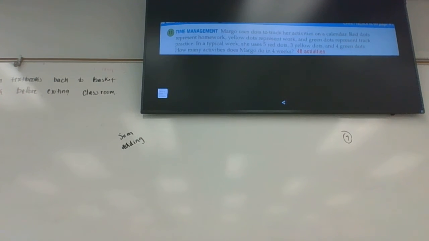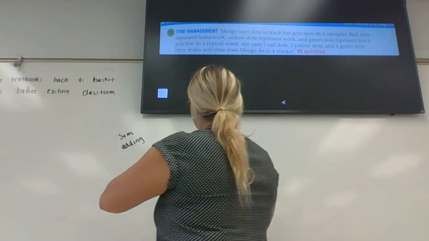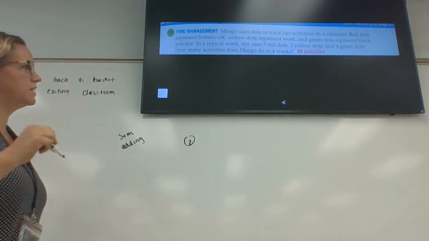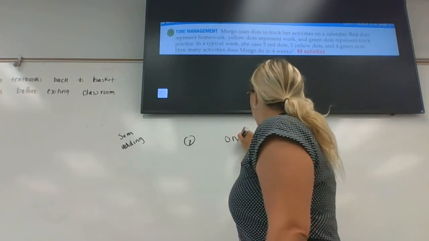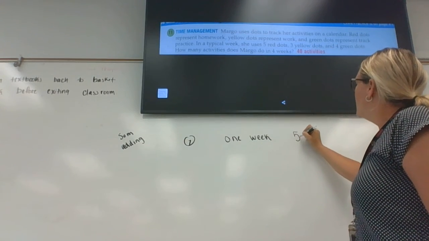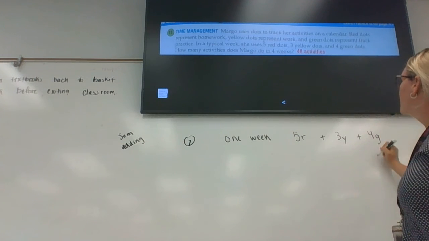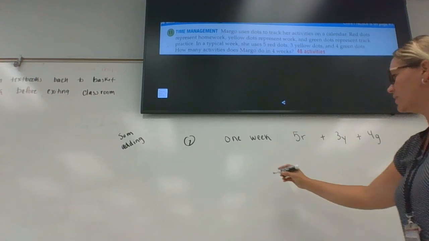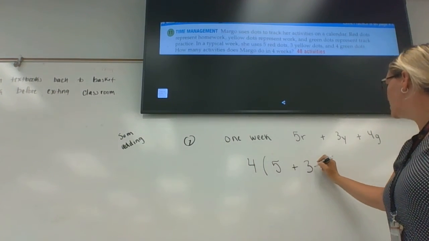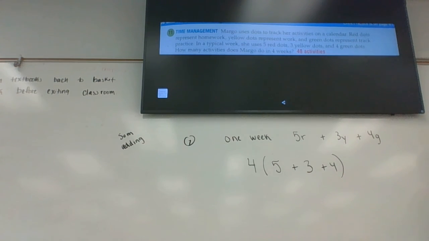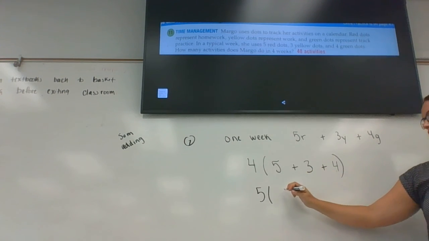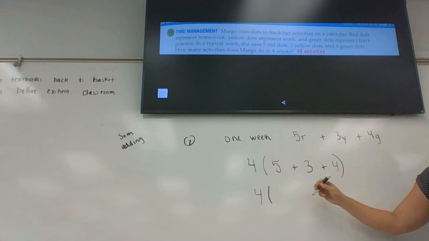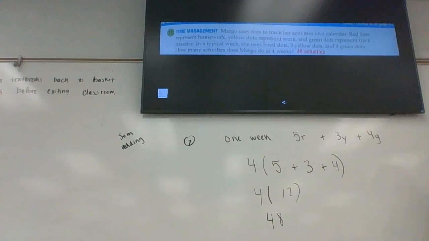Margaret uses dots to track her activities on a calendar. Red dots show homework, yellow show work, and green track. In 1 week, she does 5 red and 3 yellow and 4 green. How many activities does she do in 4 weeks? So I'm going to do 4 times 5 plus 3 plus 4. So let's see if this yields 48. 8 plus 4 is 12. Okay, 48 activities. Margaret's pretty busy.